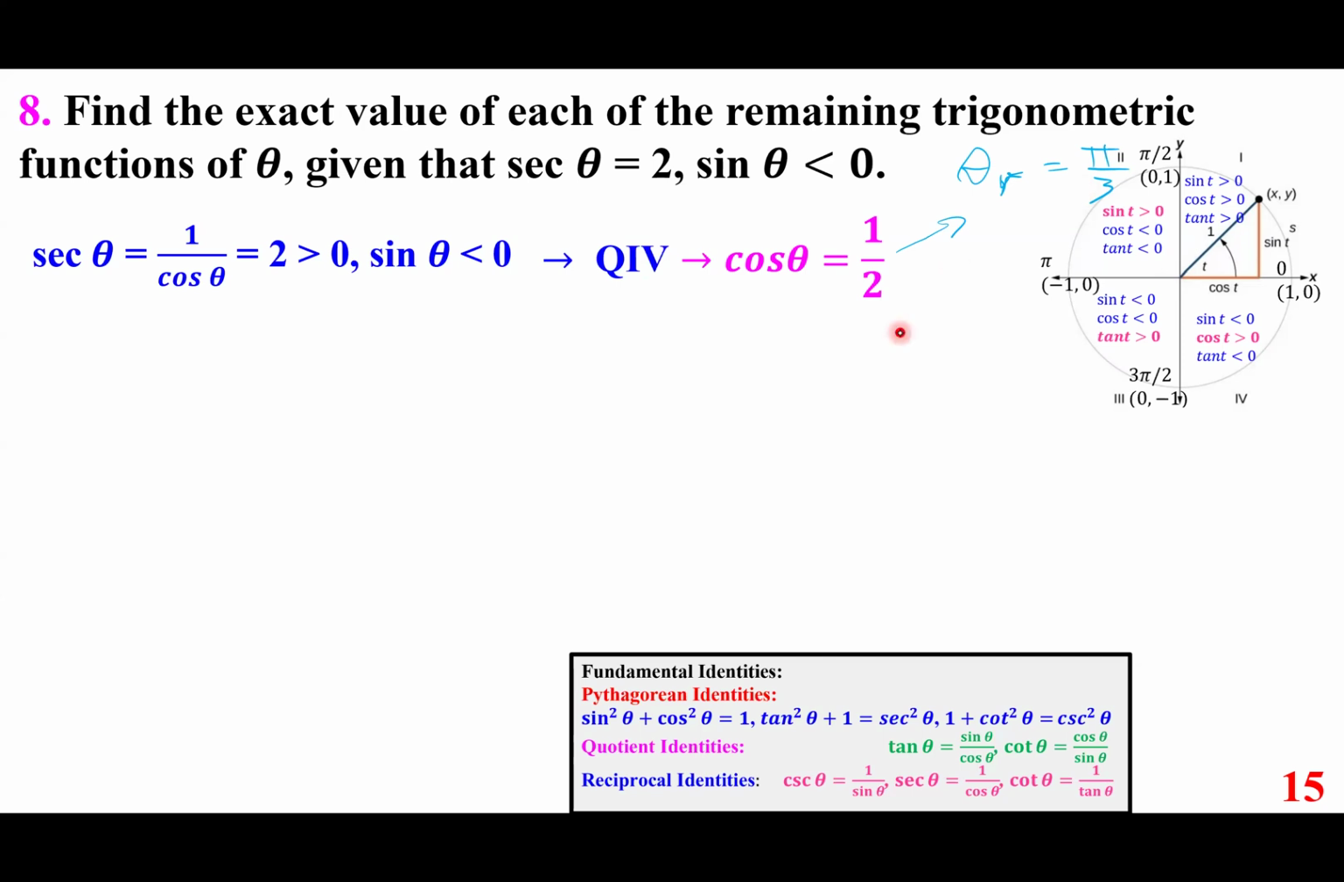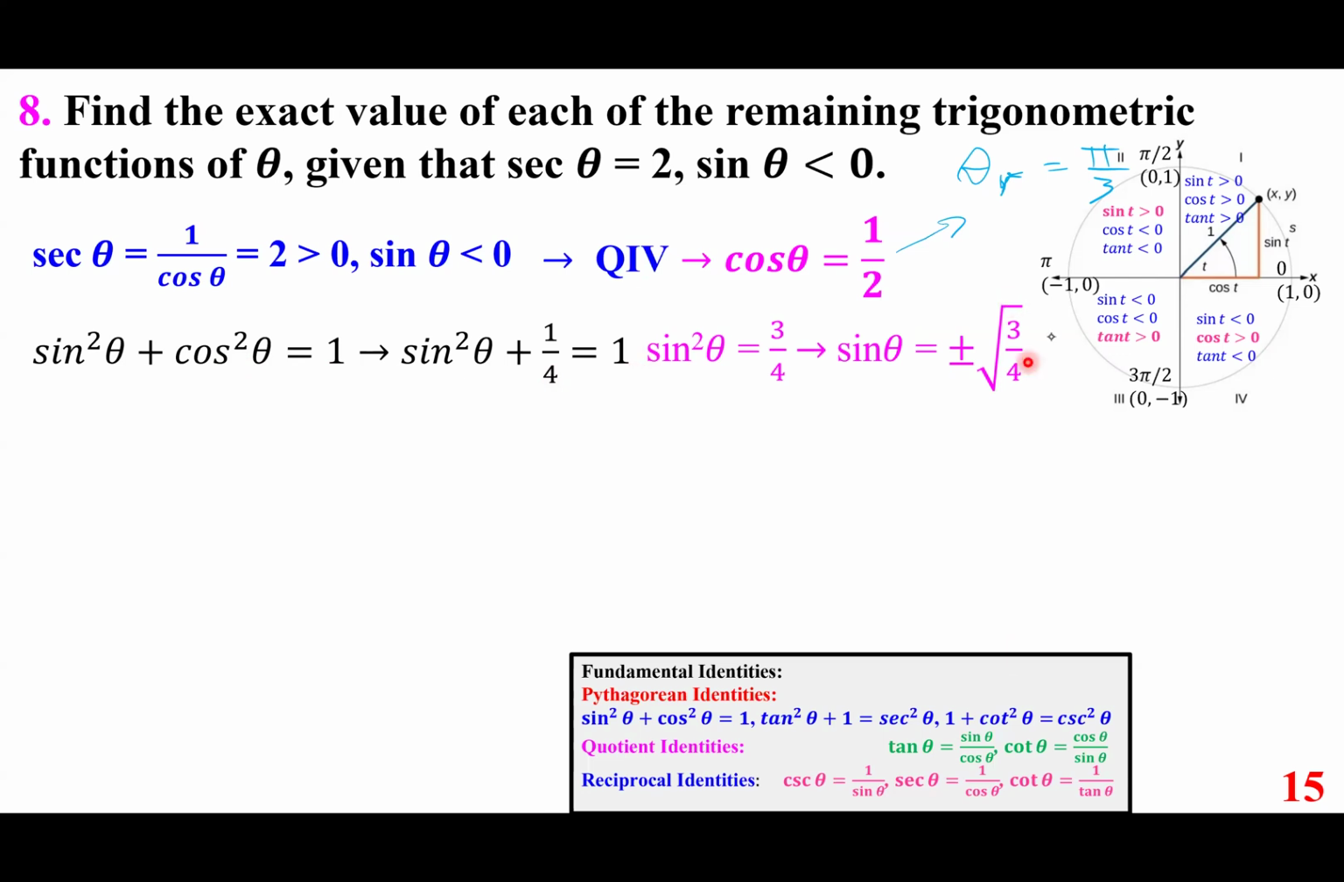Let's go with the identities. Sine squared plus cosine squared equals 1. Cosine is 1/2, so it becomes 1/4. Subtracted from 1, you get 3/4. And sine is plus or minus the square root of 3/4. Now, positive or negative? Sine is negative, so minus square root of 3/4, which is square root of 3 over square root of 4, which is 2. So sine theta is minus square root of 3 over 2 because it's in the fourth quadrant.